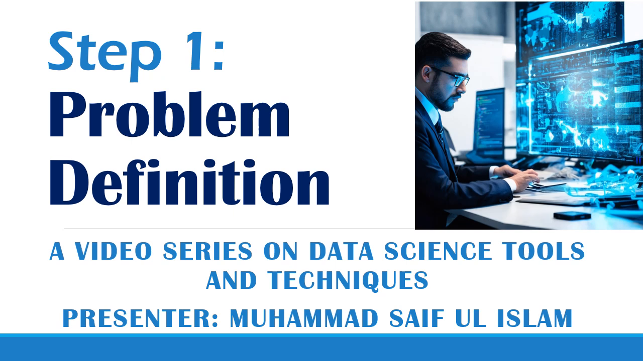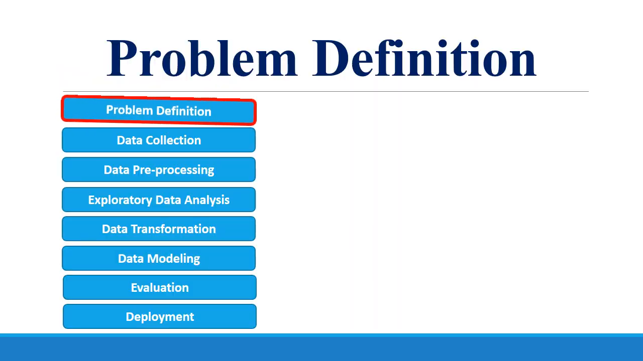In today's lecture, we will be discussing the first step of the data science process, that is problem definition. We will learn about the key components of problem definition with three examples. Let's talk about the key components in problem definition.